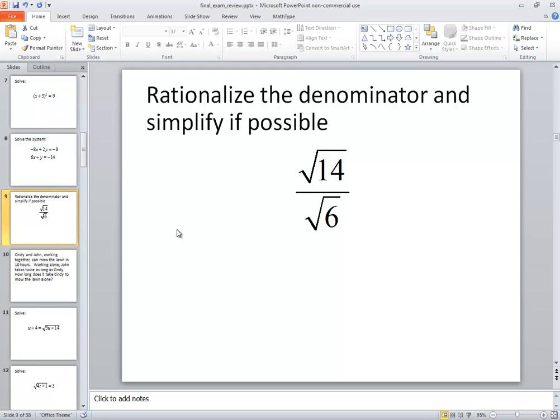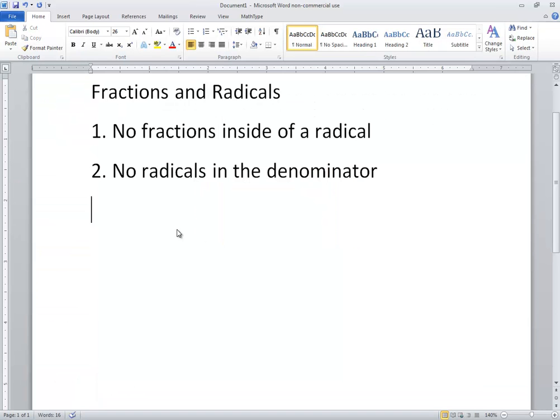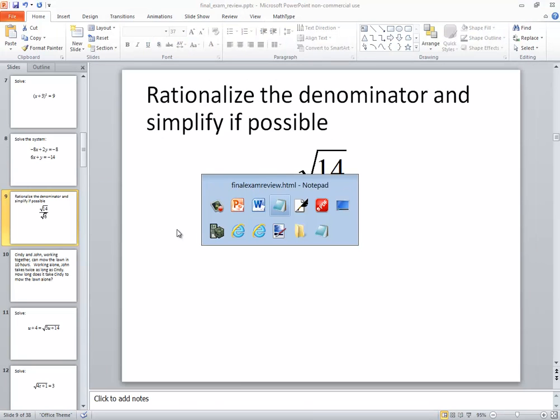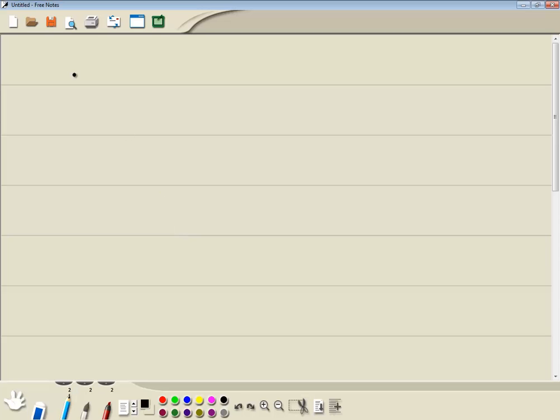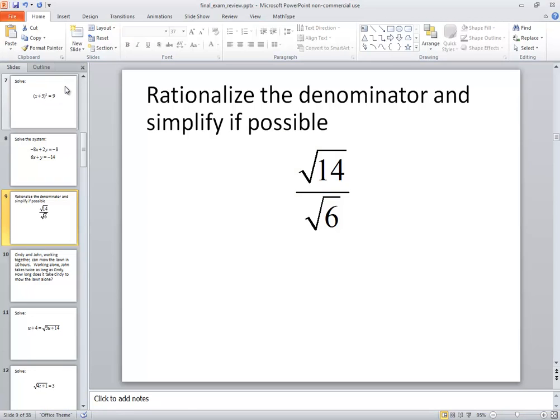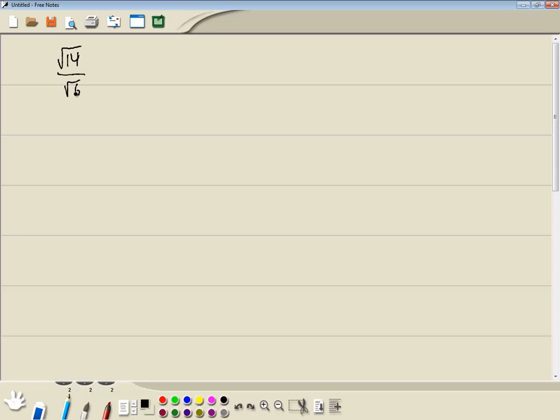So when they say rationalize the denominator, they're basically saying that we need to make sure those two items are true. No fractions inside of a radical, no radicals in the denominator. Okay, so let's take a look at this problem. We got square root of 14 over the square root of 6. Of course, the issue here is we got a square root in the denominator.